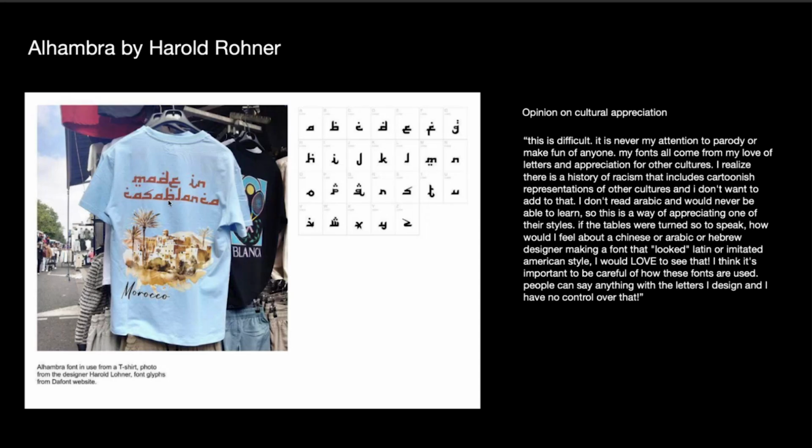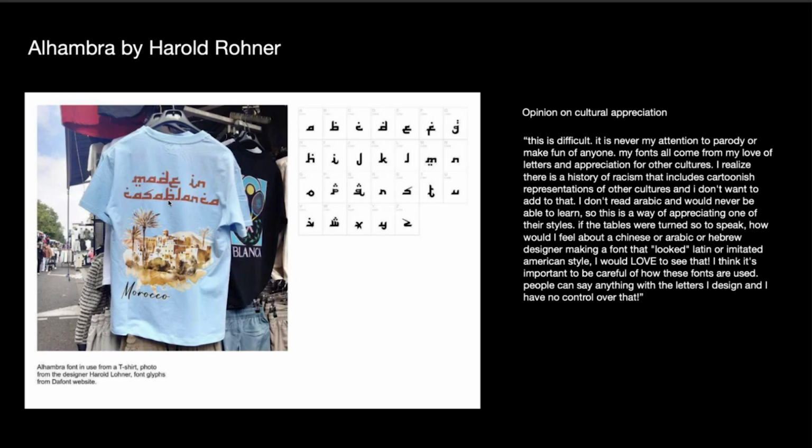And when I asked him his opinion on cultural appropriation, he said to me, well, this is difficult. It was never his intention to make fun of anyone. His design of letters comes out of the love for the letters and appreciation for other cultures. And if there are examples of the other way around, like Chinese looking like Latin, he'd love to see that. So yeah, I asked all of the designers the same questions, and they all gave me their impressions.